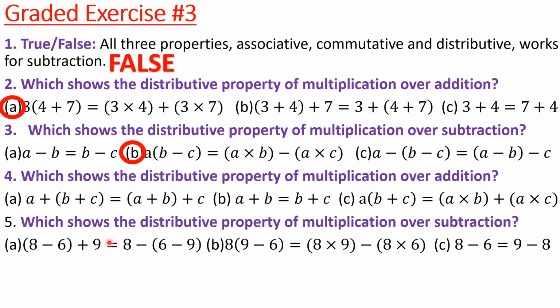Number 4, which shows the distributive property of multiplication over addition. C, definitely C. And number 5, which shows the distributive property of multiplication over subtraction. B, definitely B.